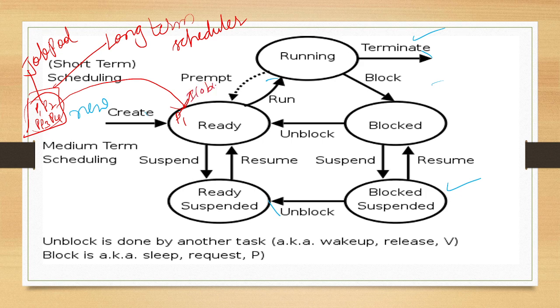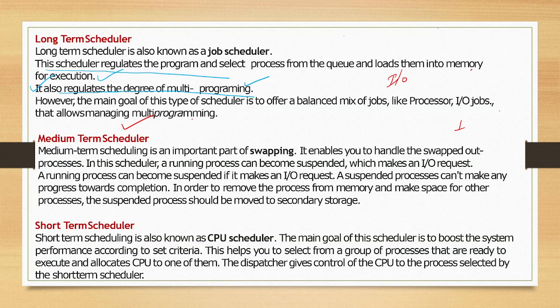Suppose it is IO bound. Next, it is selecting P3, it is CPU bound. Next, P4, IO bound. Like this is the job of the long-term scheduler. Next one is short-term scheduler, medium-term scheduler.